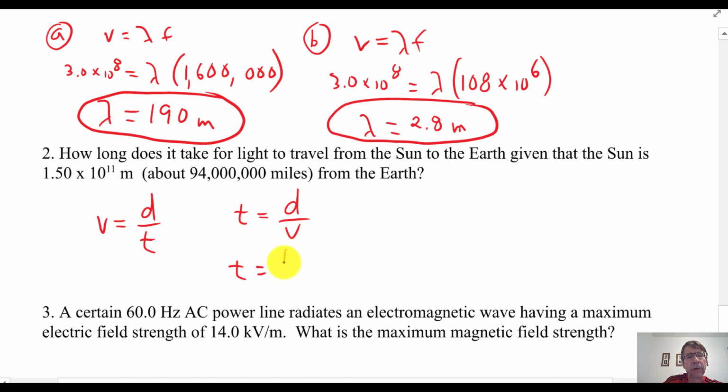The distance is 1.50 times 10 to the 11th meters. That's like 94 million miles-ish. But we want it in meters. Divided by the velocity. Well, the velocity is 3.00 times 10 to the 8th. Where did I get that from? Once again, you have to know that it's light.